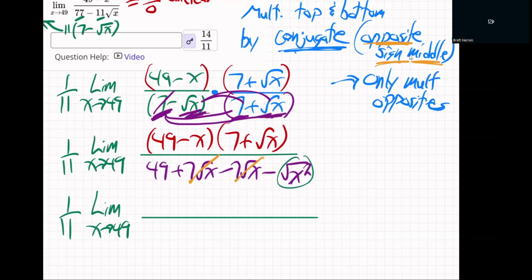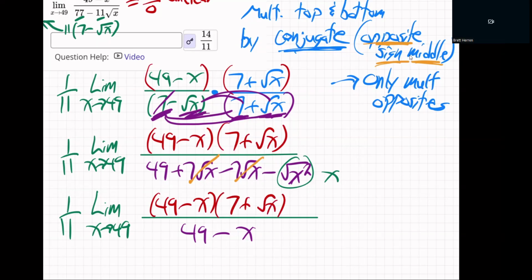First off, what is the root of x squared? That's just x, huh? So on the bottom, we now have 49 minus x. What do we have on the top? 49 minus x. You starting to see it? Do you see why? Because now this will cancel that.